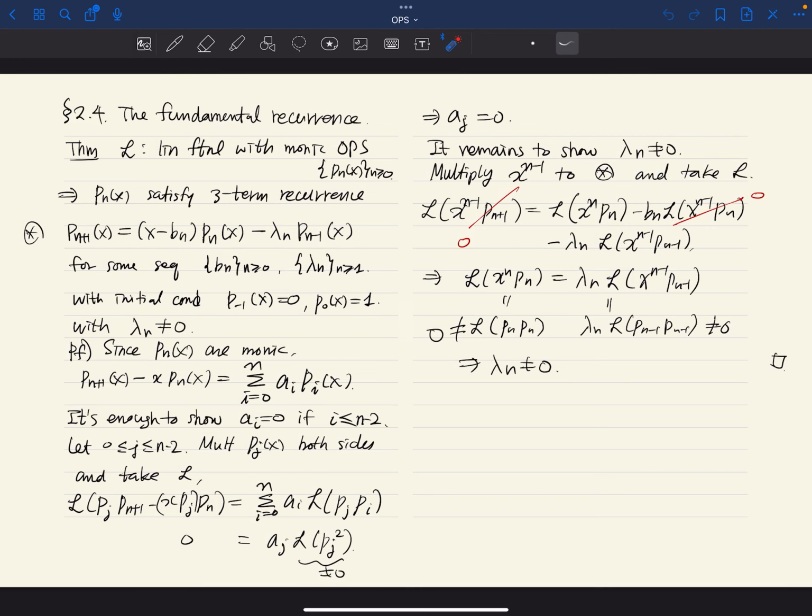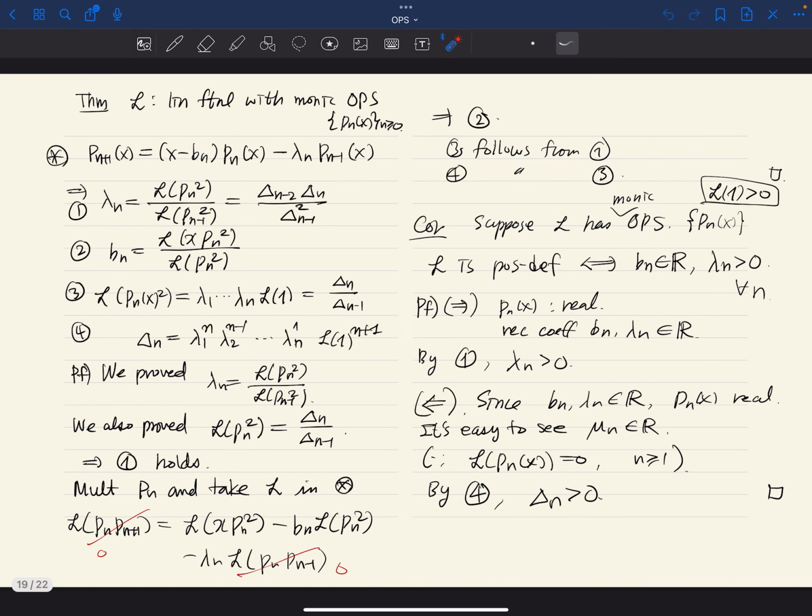Okay, so let's review a little bit about what we learned last time. We learned that there is a nice and simple three-term recurrence for orthogonal polynomials. If we have a linear functional with orthogonal polynomials, then we can always consider monic orthogonal polynomials, and the monic orthogonal polynomials satisfy a three-term recurrence like this, where b, lambda are some fixed sequences. And we also showed how to compute these b's and lambdas, the recurrence coefficients, using Hankel determinants and things like that.